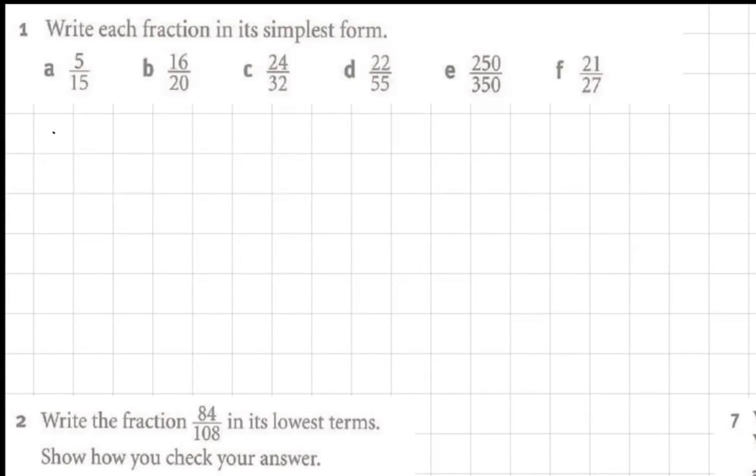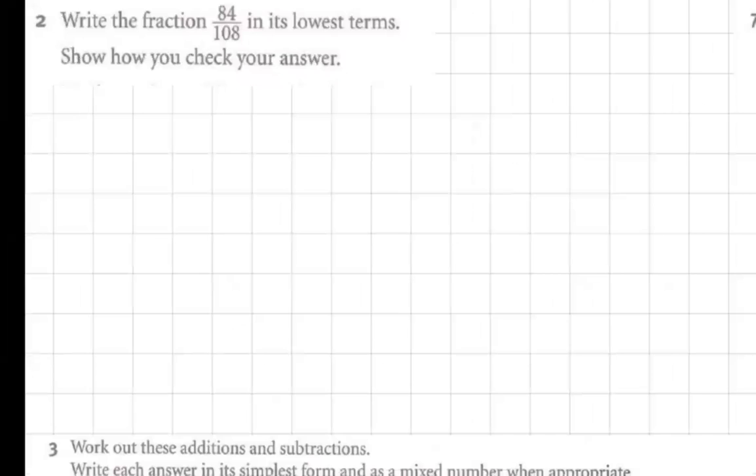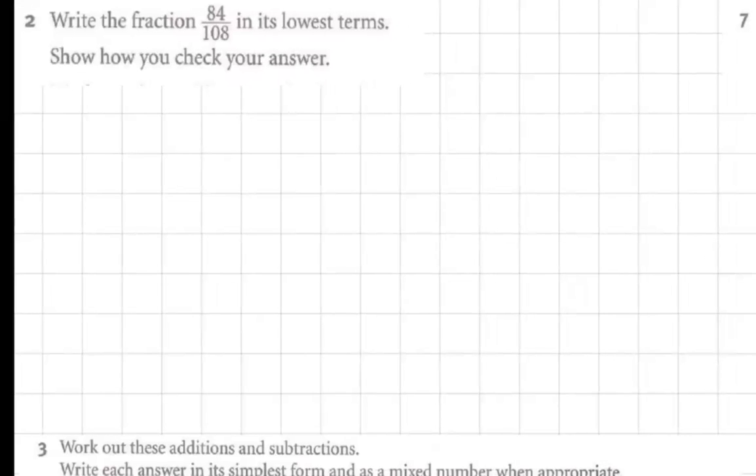The last one, question F, 21 over 27. Both are divisible by 3. 7 over 9. This is your final answer. Let's look at number 2. Write the fraction 84 over 108 in its lowest term. Show how you check your answer.